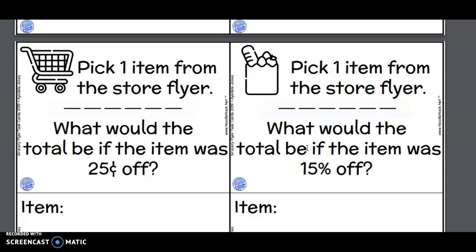So that is today's lesson. You'll have 3 of these questions, just like this one here, except it's going to change. The only thing that'll change is finding the percentage. I'll have you find one that's 10% off, one that's 15% off, and one that is 25% off.